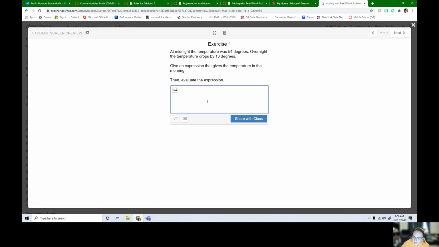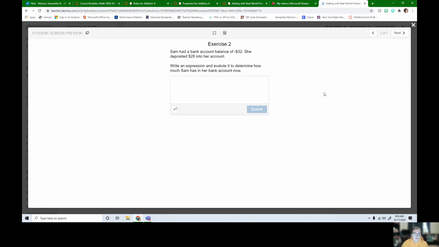So we always like to add, so I'm going to end up adding the negative 13 to show that it drops. If you remember the rules for adding rational numbers, they have different signs, so you subtract their absolute values. 54 minus 13 is going to be 41, and if we look at which number has the greater absolute value, 54 is more than 13, 54 is positive, so our answer will stay positive. You can hit share with class when you are ready.